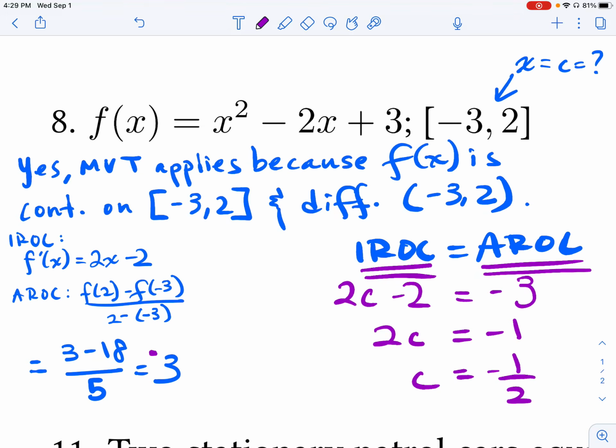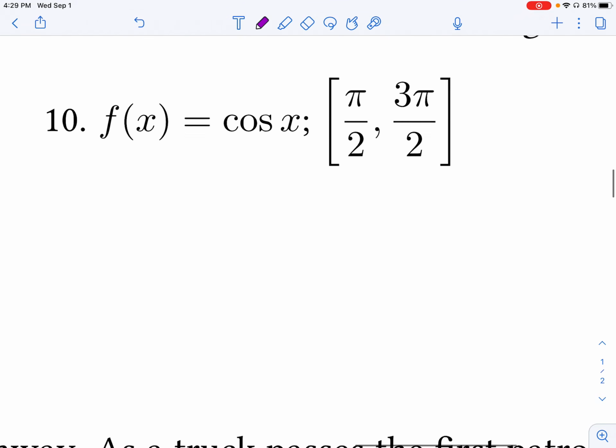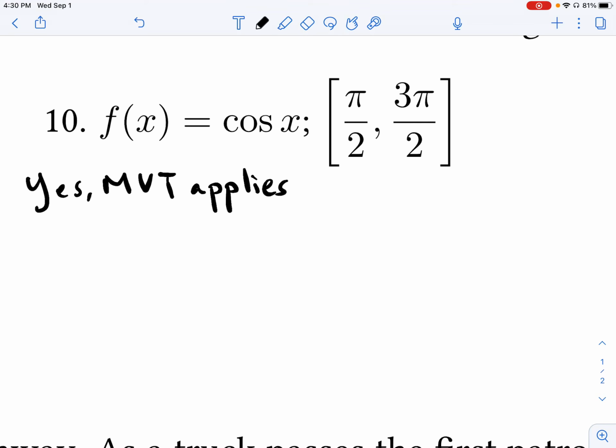All right, let's try a slightly different problem now. Or actually pretty similar problem, but let's maybe do this with a trigonometric function. So first off, let's ask ourselves, is this function one in which the mean value theorem applies? And the answer is yes. MVT applies because it is continuous on our closed interval, pi over 2 to 3 pi over 2.